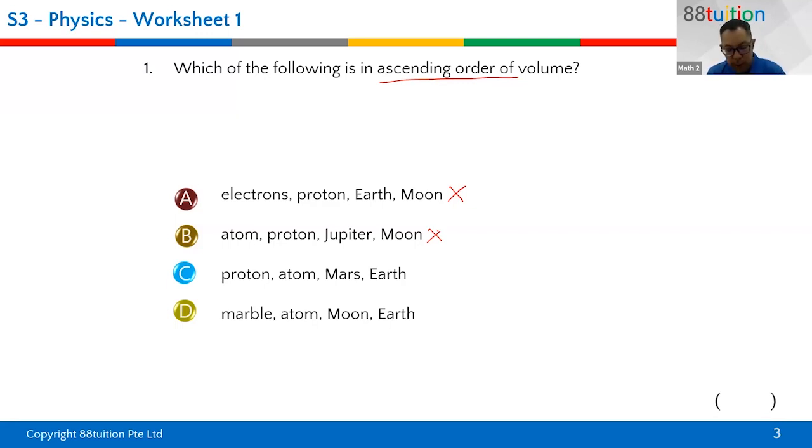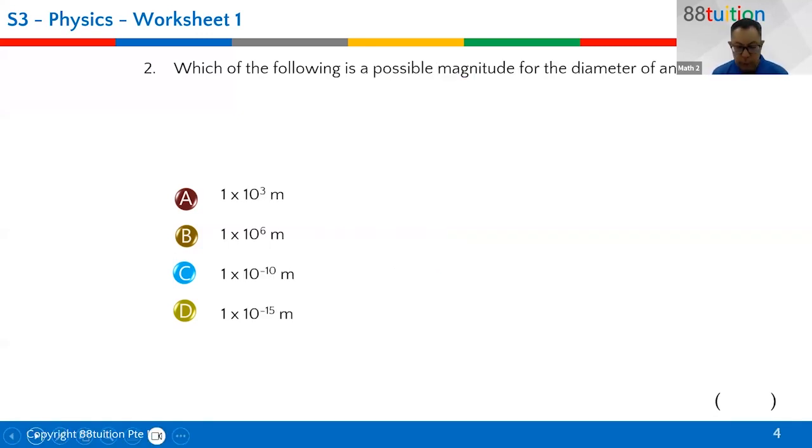Let's look at D, marble, atom, Moon, Earth. So the clue now will be marble and atom. You can see a marble, but you cannot see an atom. So therefore, D is also out. Correct answer should be C. Any questions so far? No? Okay, let's look at the next one.